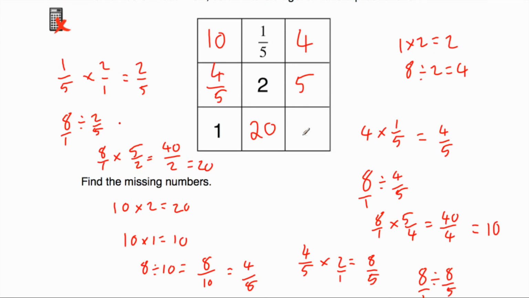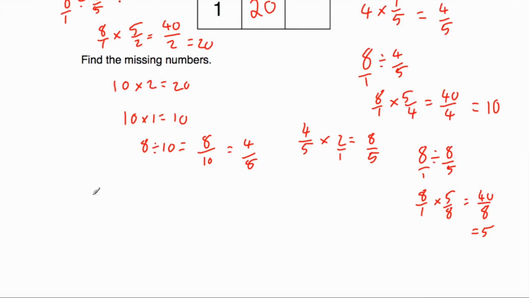And finally, we've got this number here. Whichever way you approach it, you get the same thing, because 4 times 5 is equal to 20, times this number is equal to 8, or 10 times 2 is equal to 20, times this number is equal to 8, or 1 times 20 is equal to 20, and then times this number is equal to 8. So we just need to work out what number you'd multiply 20 by to get 8.